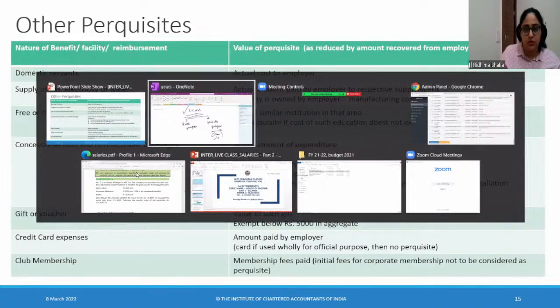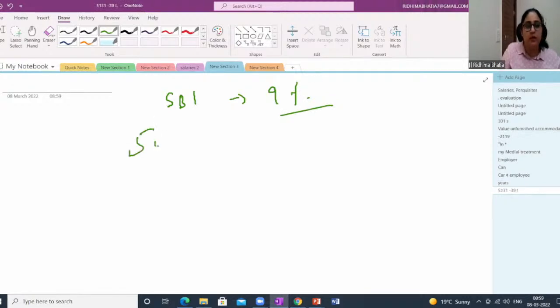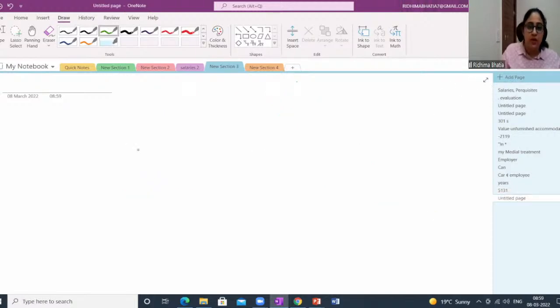Students, remember this. I'll give an example here. SBI's lending rate suppose was 9%. I have given you a loan of 5 lakh. So your interest-free perquisite would be 9% of 5 lakh, 45,000, if nothing is paid during the year, right? If nothing is paid during the year.